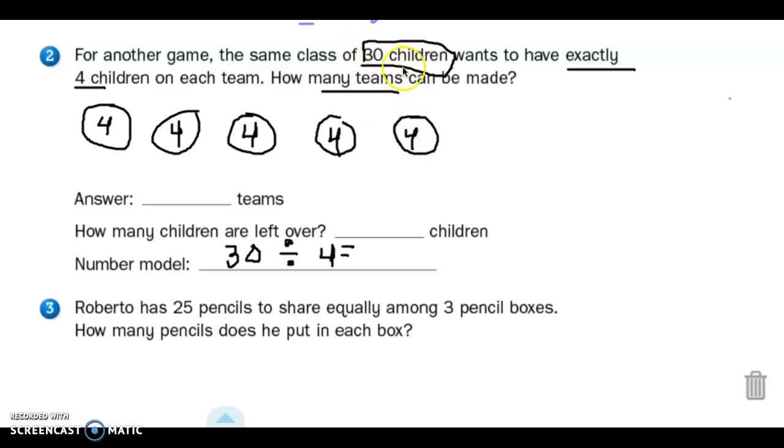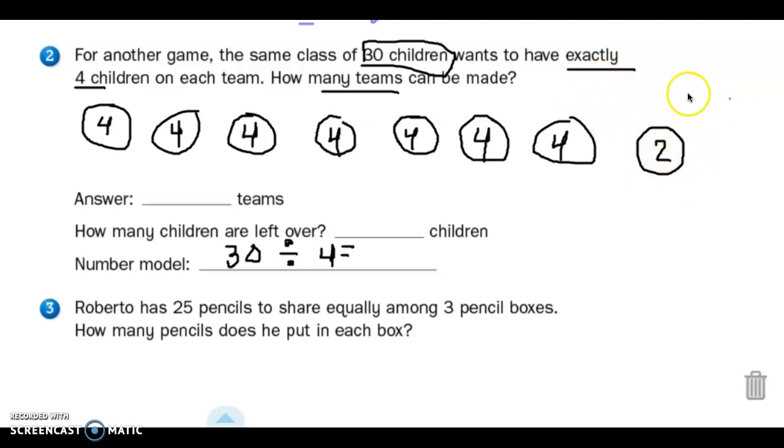Am I quite there yet? Nope. 20 plus 4 is 24. 24 plus 4 is 28. I'm at 28. I'm not quite at 30. But you know what? How many more do I need to get to 30? 28, 29, 30. I need 2 more.